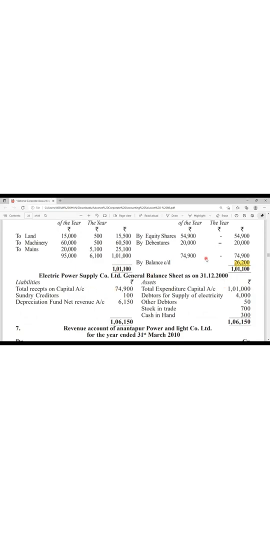You should be writing the total, whichever side it might be, the expenditure side or the receipt side. You're supposed to write the total amount. After that, wherever you're getting less, you should write the total. After that, you will be writing the balancing figure, that is, by balance carried down to the general balance sheet. Okay, here we got a balancing figure on the receipt side, that is 26,200.